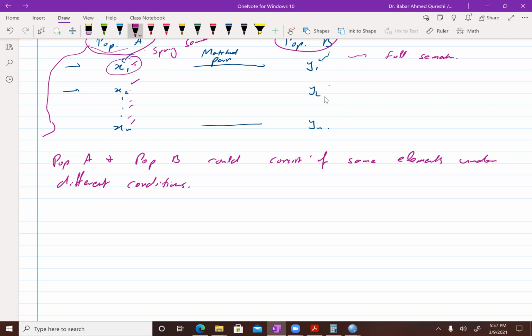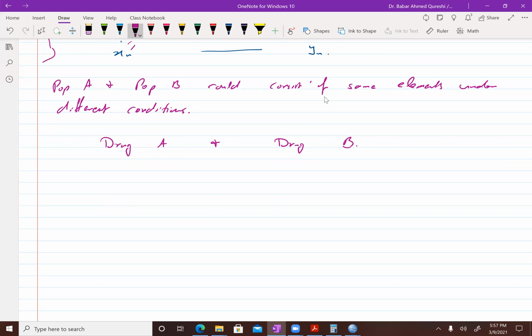Or another example would be you take two drugs, let's say drug A and drug B. You want to know which one is more effective. You pick patients. So you have picked a sample, and however you are describing the effectiveness, you give them drug A, you get a number X1. To the same person, you give drug B, you get another number. So again, this is not independent sampling, this is dependent sampling.